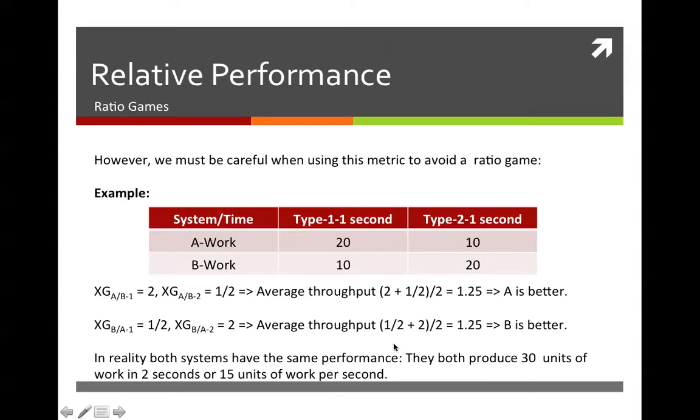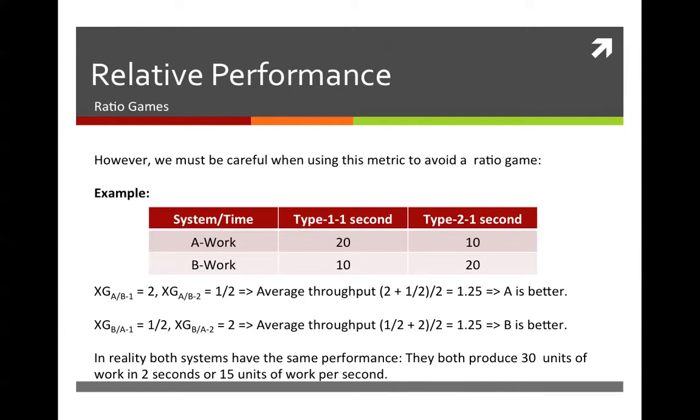And therefore, average throughput will be 1/2 plus 2 over 2, and it's going to be 125. So this will tell us that B is better. So that's what's called a ratio gain. We take the ratios of throughputs and then conclude in two different ways. And of course, we know that both systems have the same performance in that they both do 30 units of work in 2 seconds. That means they do 15 units of work per second, and therefore they actually have the same throughput in an average sense.